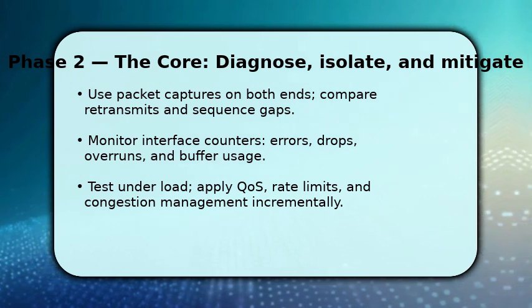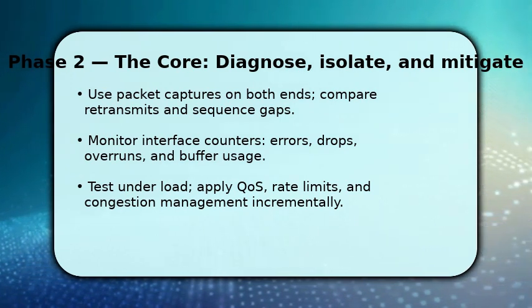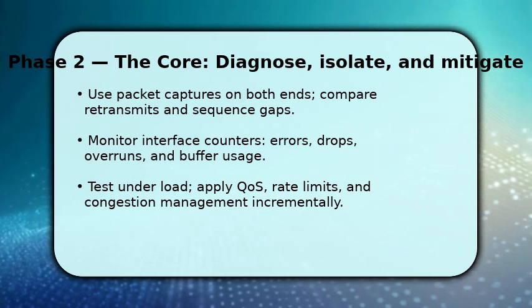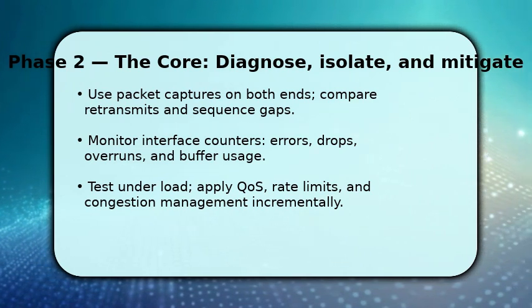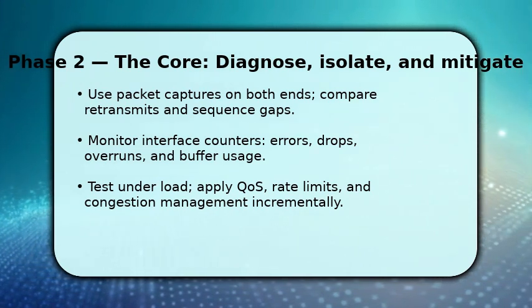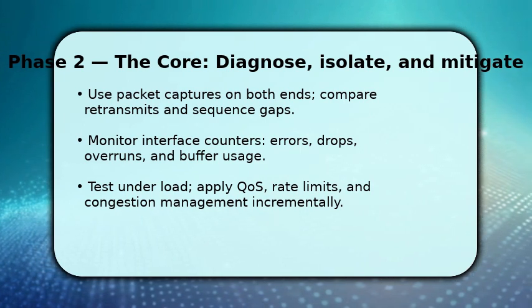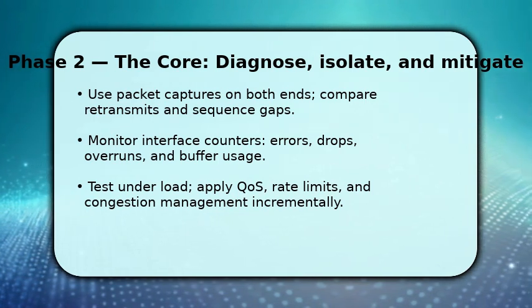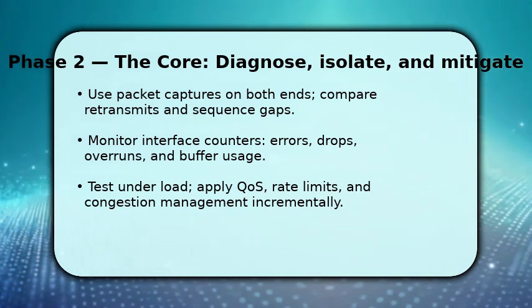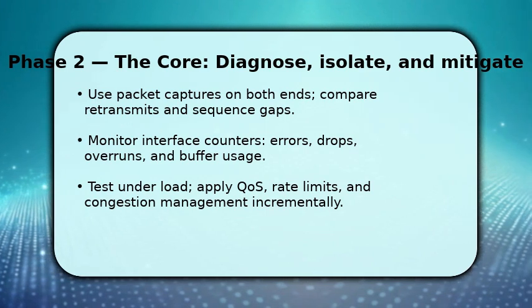Correlate interface error counters, buffer statistics, and CPU spikes to isolate hardware versus software causes. Then, recreate load tests to reproduce loss while you adjust CoS, buffer sizes, and rate limits gradually. This lets you see improvements without introducing new problems. Make sure to document each change and its effect so you can roll back if needed.